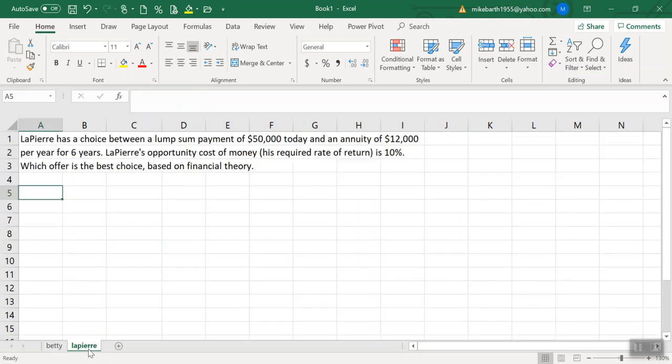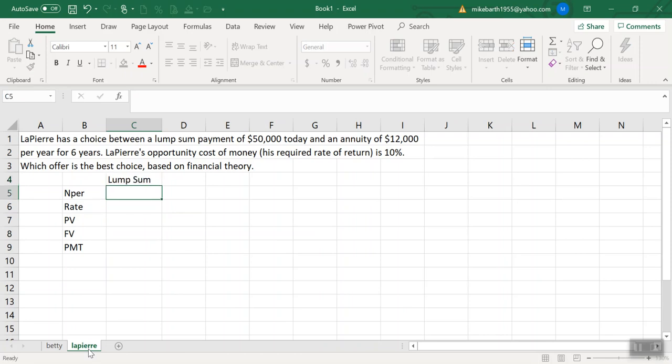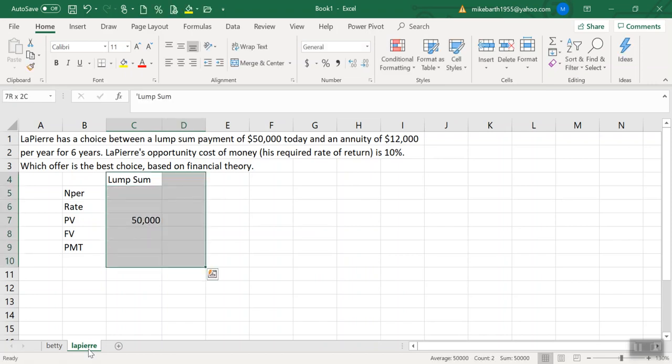Let's go to another example. This is LaPierre. He has a choice between a lump sum payment of $50,000 today, or an annuity of $12,000 per year for 6 years. His opportunity cost of money, or his required rate of return, is 10%. Based on financial theory, the one with the highest present value is the one that's best. The lump sum today has a present value of $50,000. The present value of $50,000 today is $50,000.